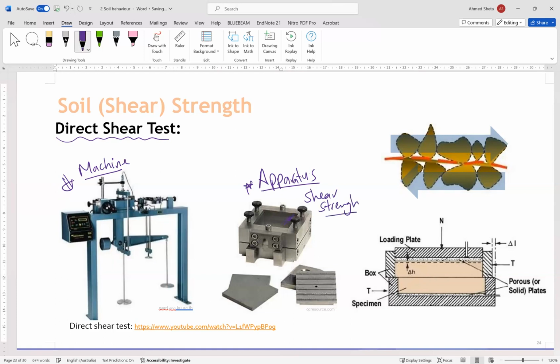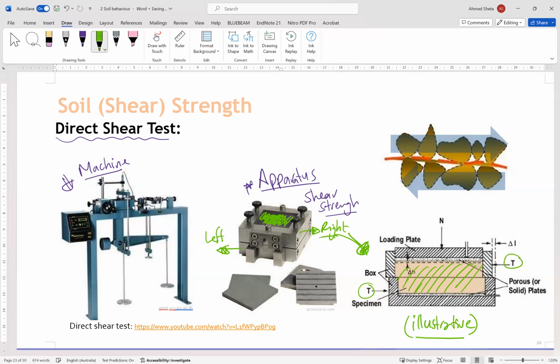We have to fill this box with soil, as you can see here in the illustrative figure. We put the soil in this area, and this box has two movable bars, so we can move one bar to the right in this direction and the other one to the left. So we have two forces, one in this direction and one in this direction, and the sample will be under shear.